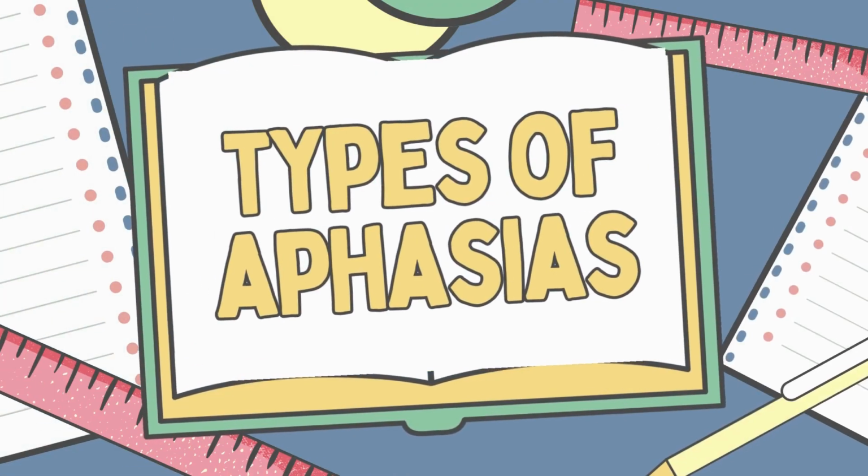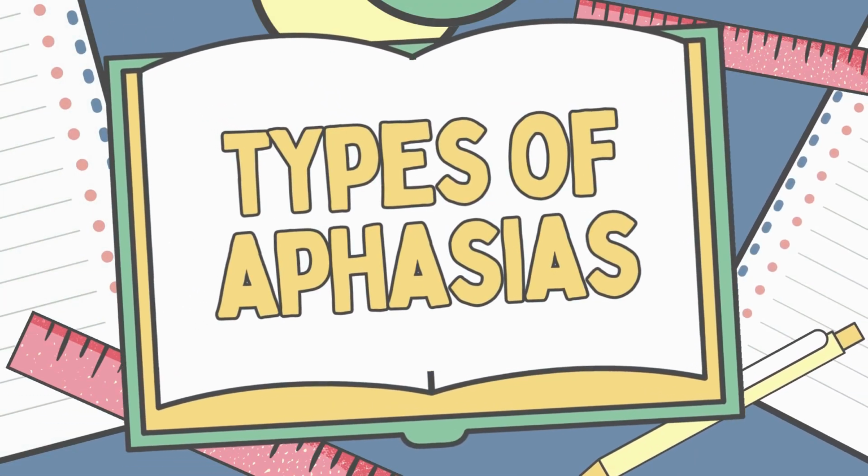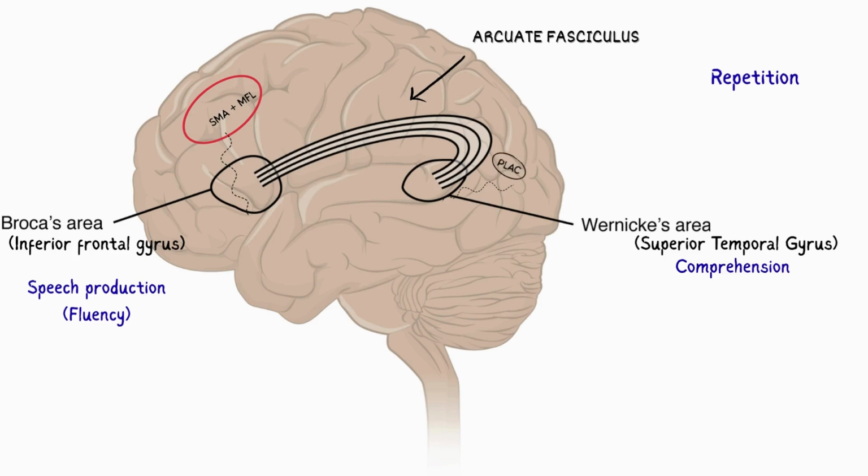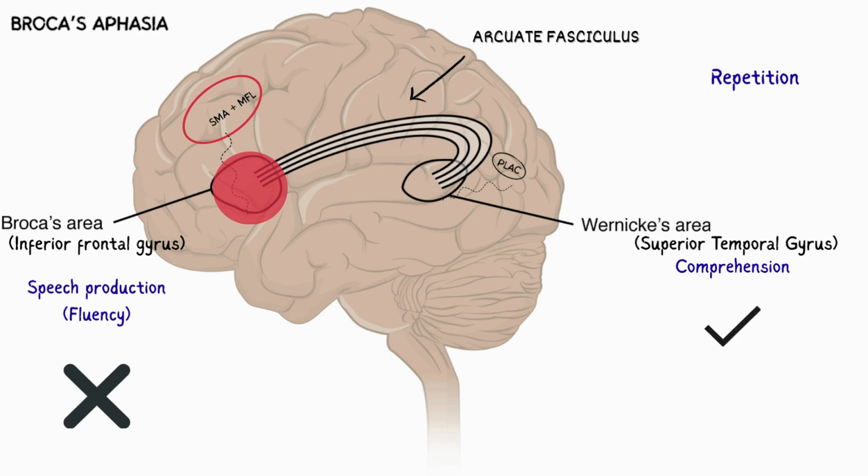Now let's discuss the different types of aphasias. The first one is Broca's aphasia, which occurs due to a lesion in Broca's area. Since this area is responsible for fluency, the patient with Broca's aphasia will have non-fluent speech. Wernicke's area is intact and hence comprehension is normal. Regarding repetition, the terminal part of the Wernicke's-arcuate fasciculus-Broca's axis is damaged, so repetition is impaired.